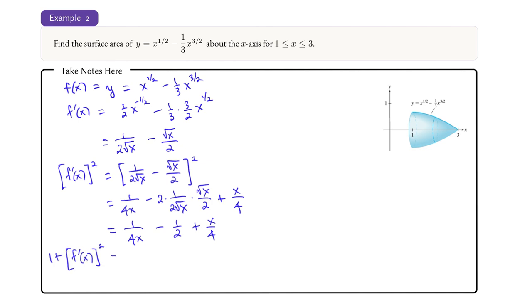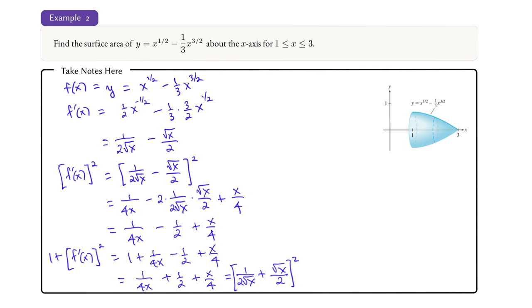We then add 1 to the square of f prime of x. This is 1 plus 1 over 4x minus 1/2 plus x over 4. 1 minus 1/2 is 1/2. This simplifies to 1 over 4x plus 1/2 plus x over 4. But this looks like the previous trinomial, but this trinomial is the square of 1 over 2 root x plus root x over 2.